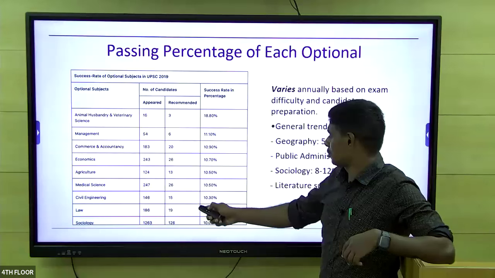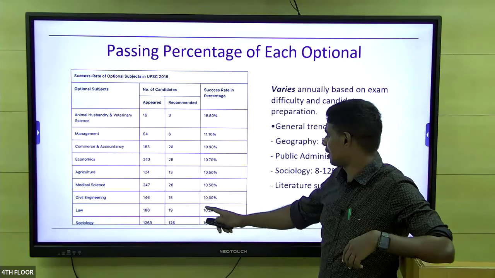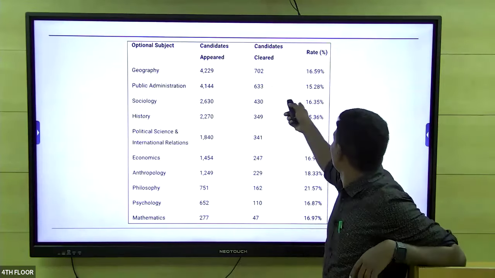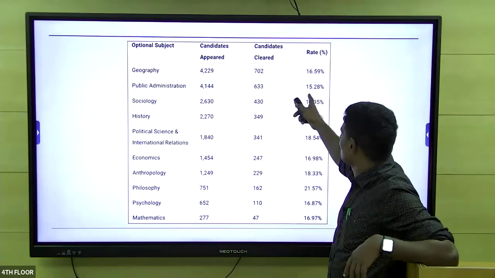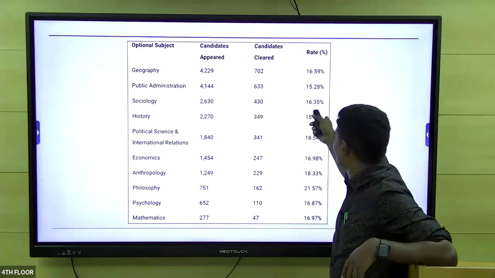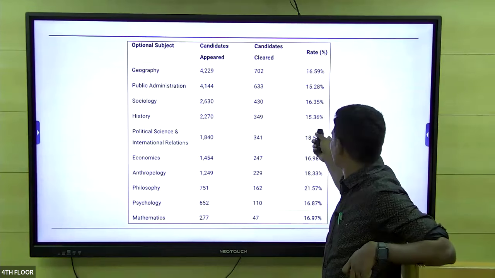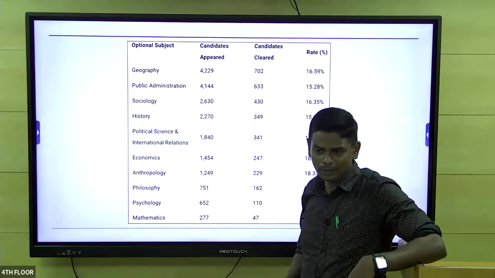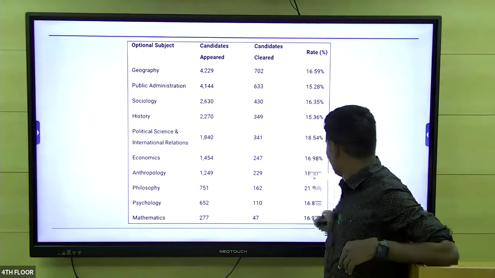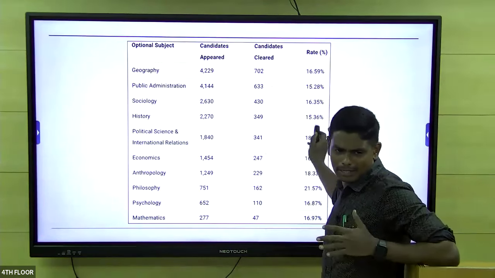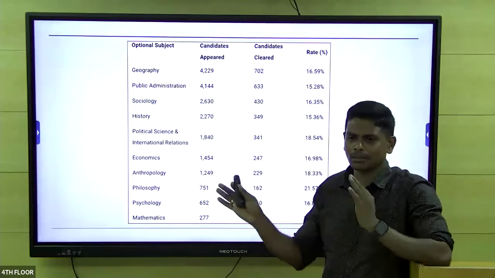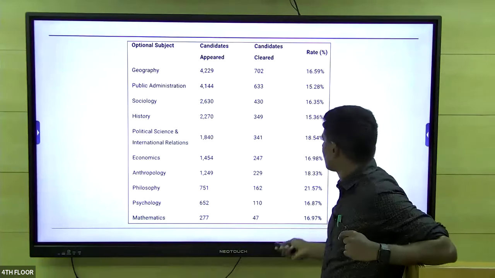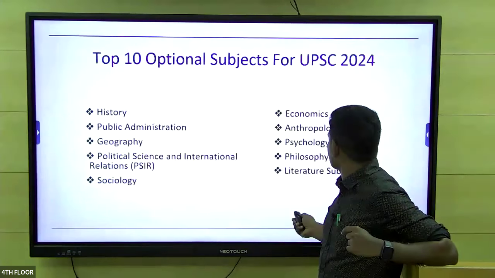That is 1,263 candidates, of whom 126 were recommended. Okay. So, geography, this is in 2020, it had 16%, public administration, 15, sociology, 16, history, 16, 15, 15, etc. These are the high strike rates that they had in 2020. Okay, so somewhere around this seems plausible. So it tells that the people vary around a 16% average at the highest strike rate. This changes.